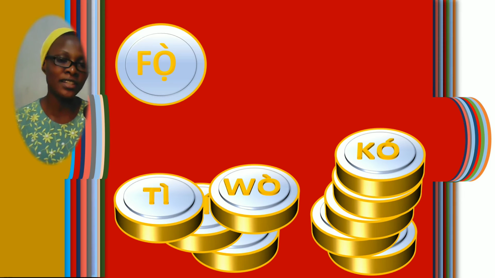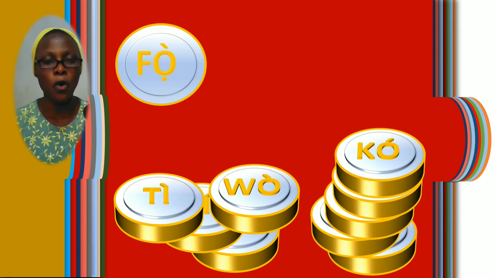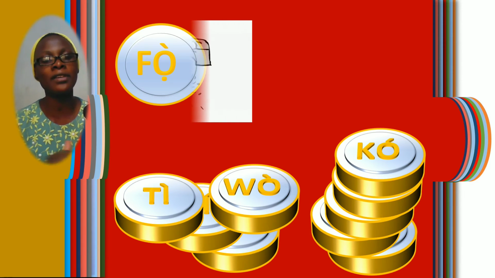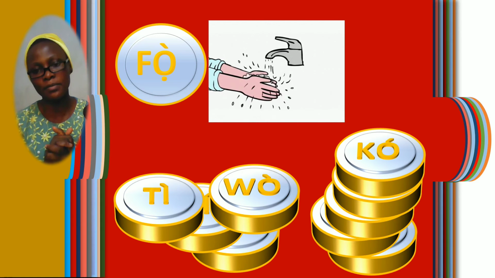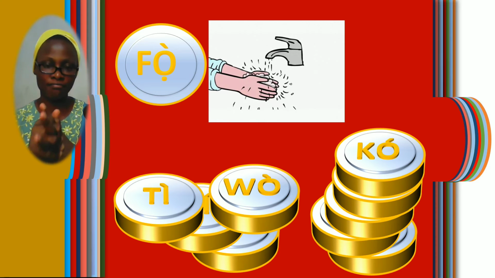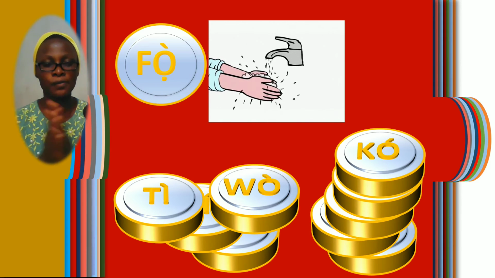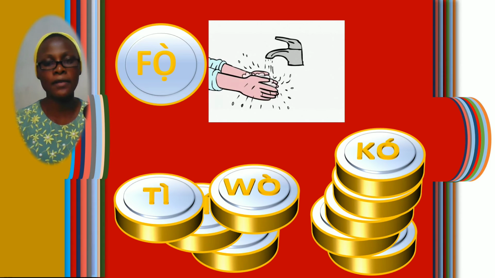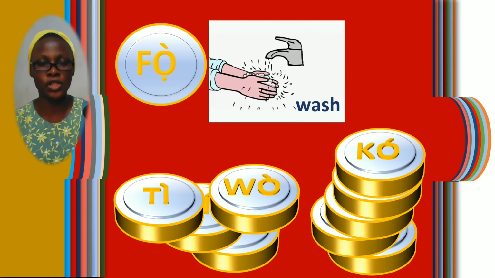Alright, so I believe you got enough time to pronounce that. So this is 4. This is 4. So let me give you a clue. This clue is very simple, straightforward, and clear. Alright, so this is wash. Wash, alright? 4 is wash.